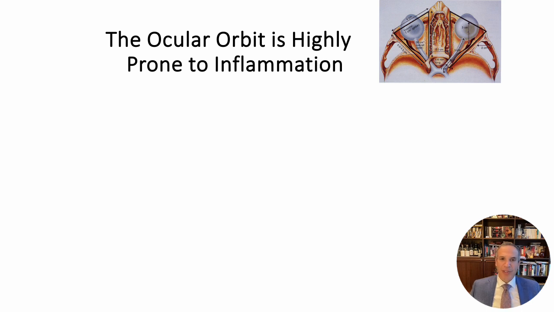I will start the presentation by making a somewhat bold statement, which is that, in my opinion, the orbit is the most prone tissue to inflammation in the body. Now, why would I say something like that? Well, if you think about systemic inflammatory conditions, essentially all of them can have a manifestation in the orbit.